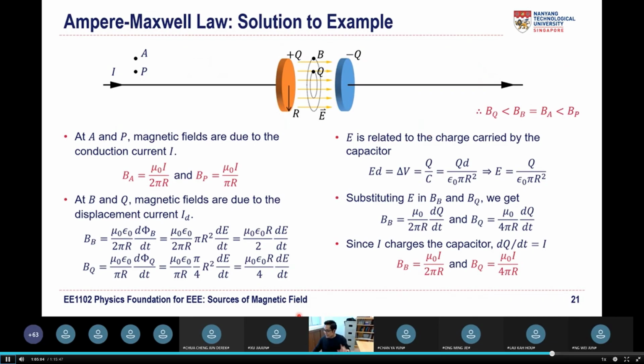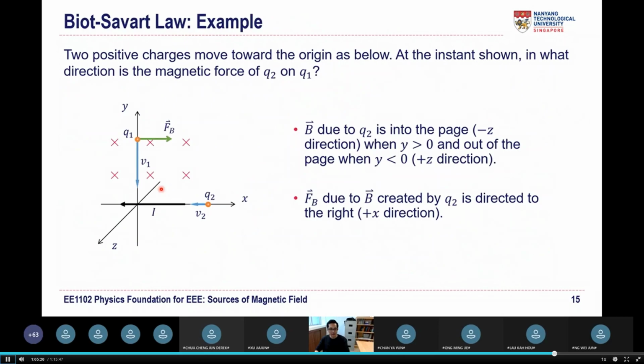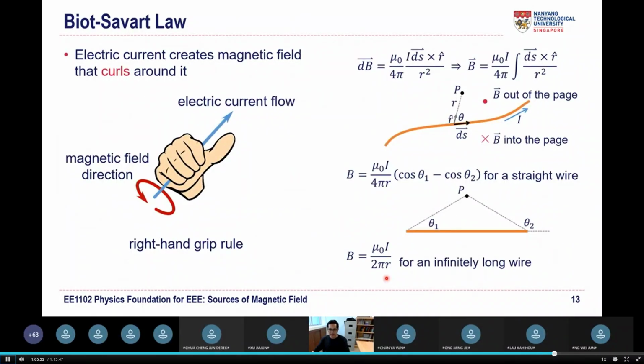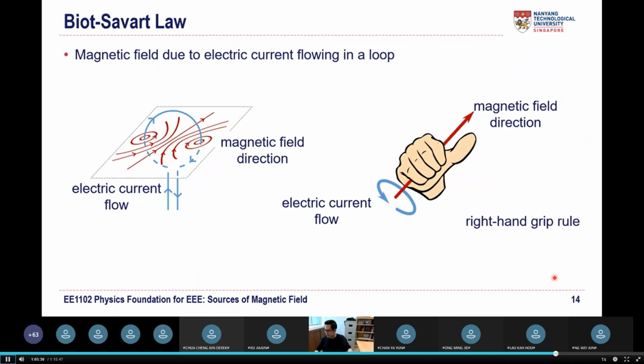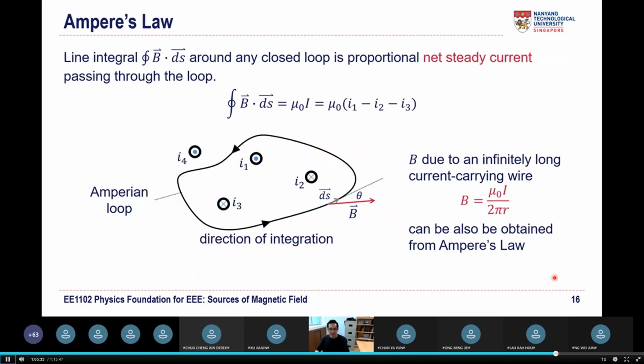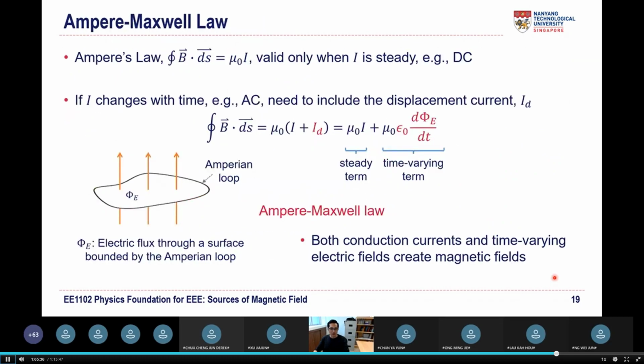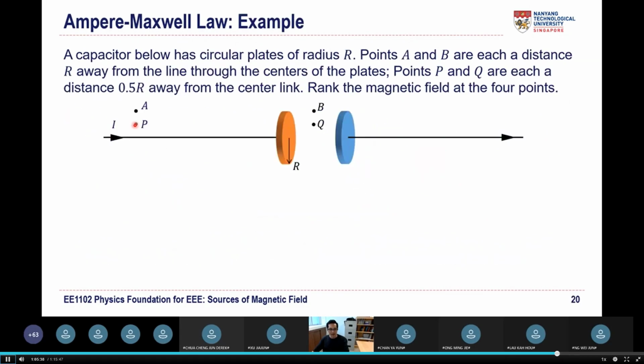So the easier part is this part where we have the wire, because we can easily calculate the magnetic field at A and P using this equation, which we got from the Biot-Savart law. Of course, it's not infinitely long, but we can assume that the wire is very long. In many of these examples, we need to assume a lot of things. And here, let's assume that this is very, very long and much longer than this far away.